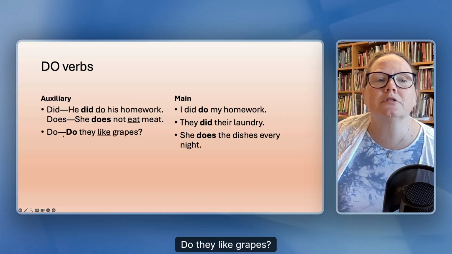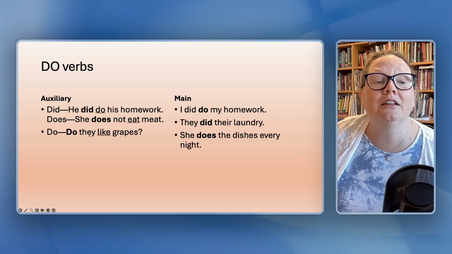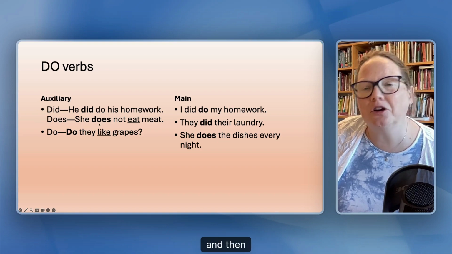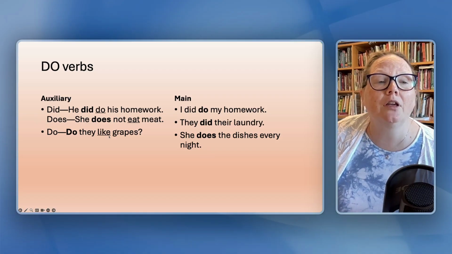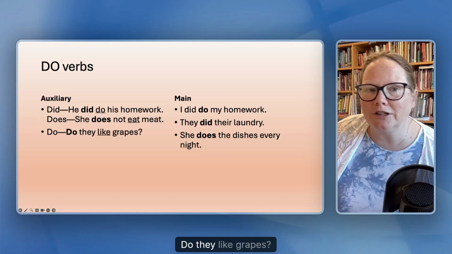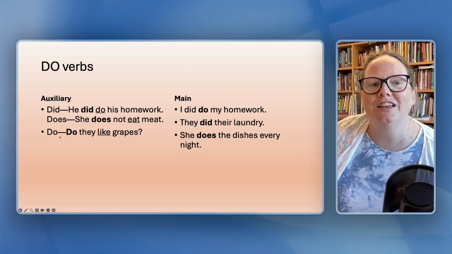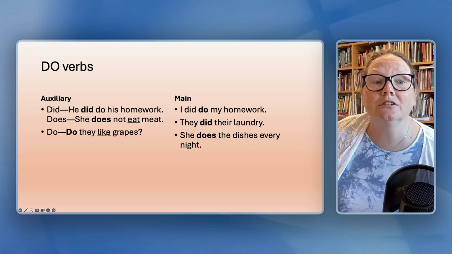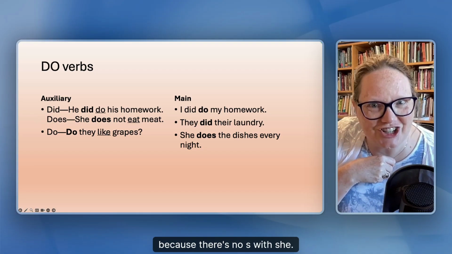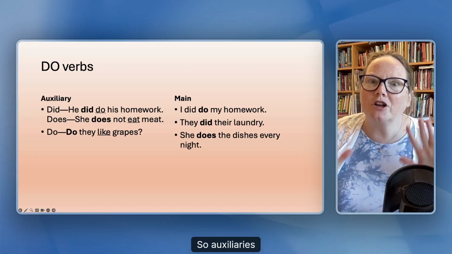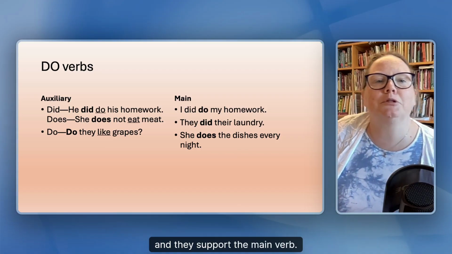Do they like grapes? We use do for yes/no questions. Again, this takes the tense and then the main verb switches into the bare infinitive form. So, did they like grapes? Does she like grapes? That's how you know it's the bare infinitive, because there's no s with she. So auxiliaries take our tenses and they support the main verb.